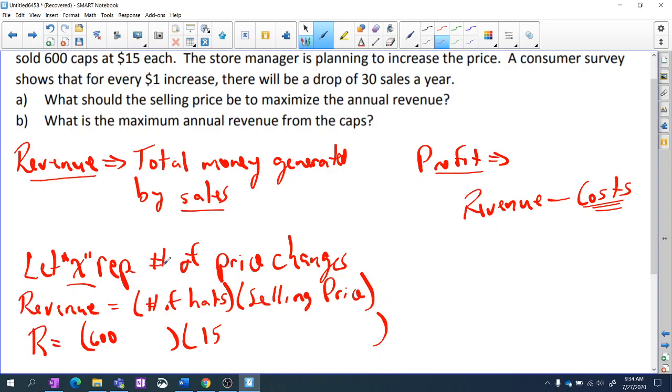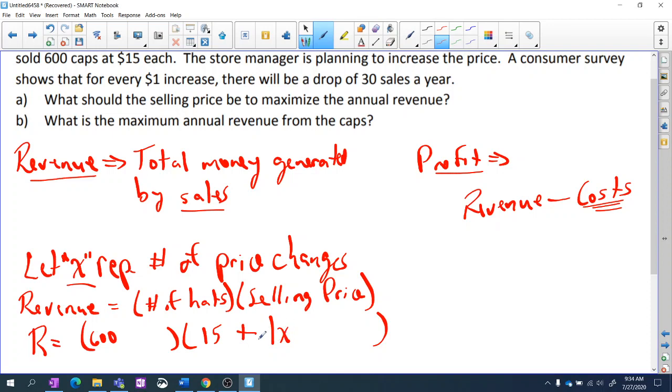Price change. So every time the price changes, now don't lose track of brackets. This is your hats bracket. This is your price bracket. Well, they're going to put the price up. So the $15 is going to increase. I'm going to add to it $1 every price change. If these had been $3, if we're going to put it up $3 every time, then this would be 3x, $3 per price change. So this is how much the price is going up every price change.